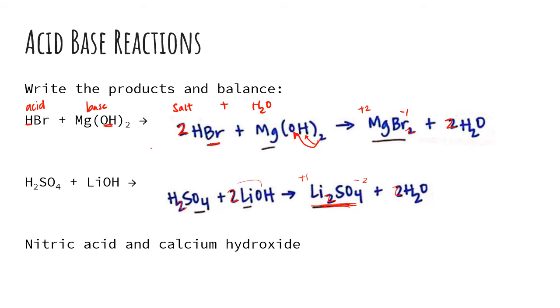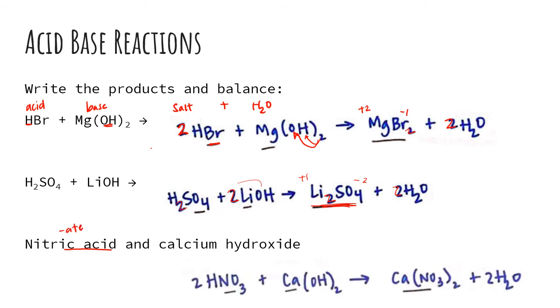For this last one, first thing I have to do is write my actual acid and base. Now remember, if it's ic acid, that means it came from 8. So that's why, if you look here, I have hydrogen with nitrate. Nitrate is -1, hydrogen's +1, so this is balanced. Calcium hydroxide, calcium is +2, hydroxide's -1, so when I crisscross, I get CaOH2.